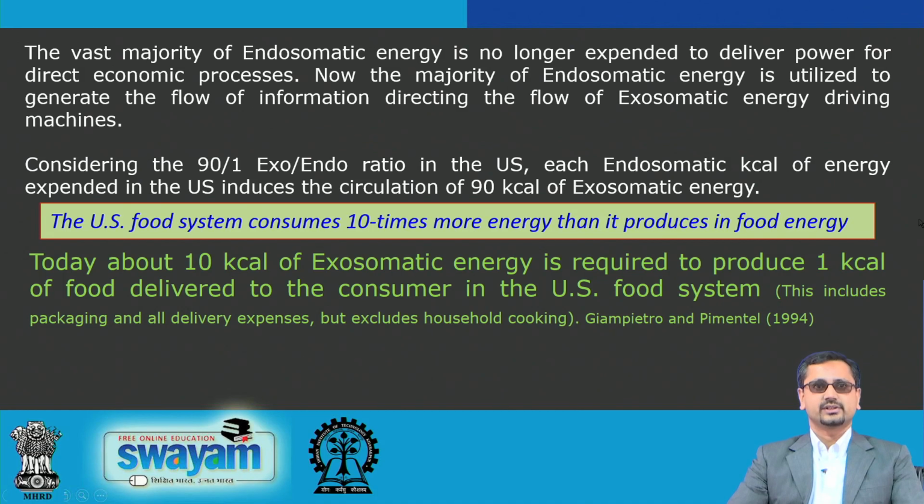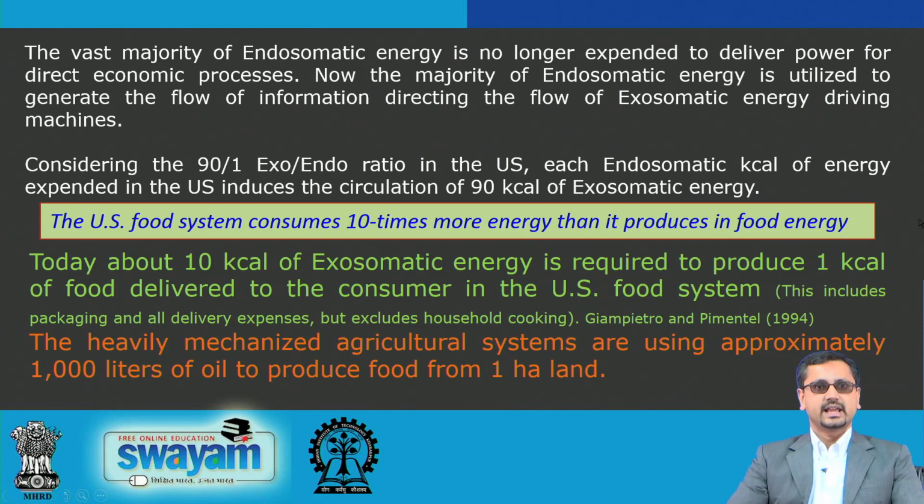In today's agriculture, about 10 kilocalories of exosomatic energy are required to produce 1 kilocalorie of food which is delivered to its consumers in economies like the US food system. This energy includes the packaging and all the delivery expenses, but excludes household cooking. The heavily mechanized agricultural systems use approximately 1000 liters of oil to produce food from a 1 hectare piece of land.